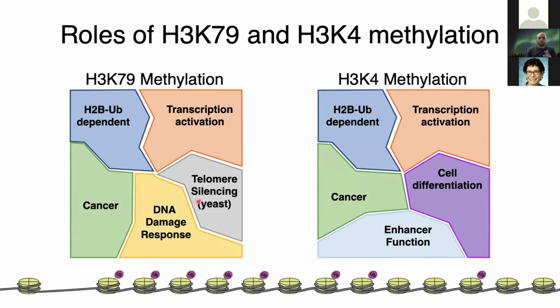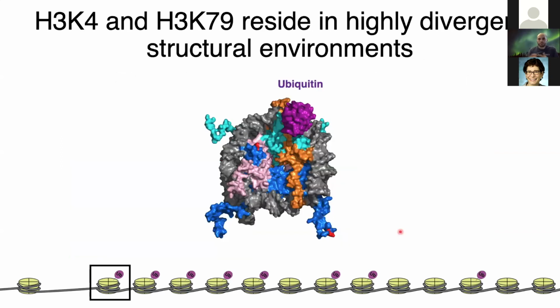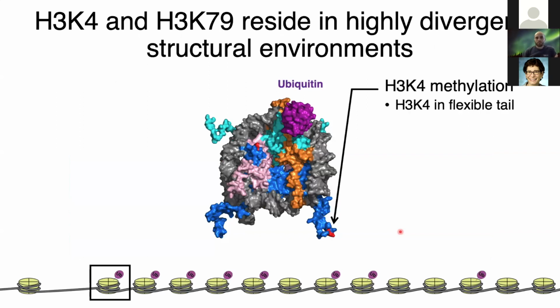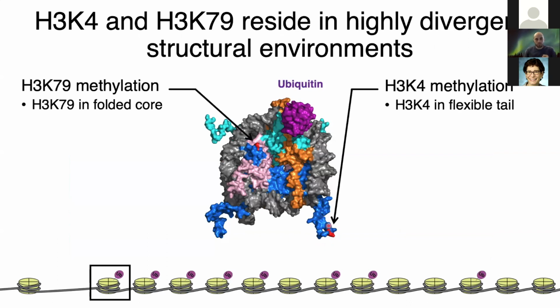These divergent functions of H3K79 and H3K4 methylation may be in part a product of structural differences between these two marks. If we go ahead and look at the structure of a nucleosome, we can begin to understand how these two marks are chemically different in the context of the nucleosome. H3K4 lies on a flexible histone tail of the nucleosome. You can see here, this red spot is the H3K4 side chain, and it's on this flexible tail that comes out of the nucleosome.